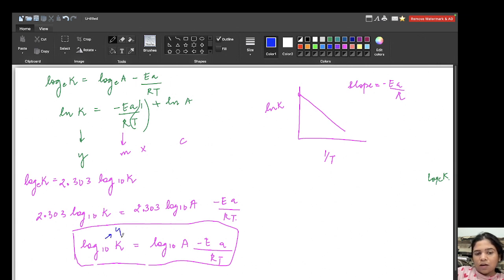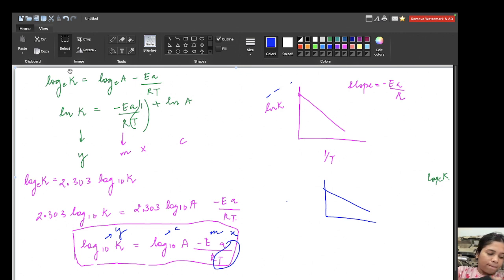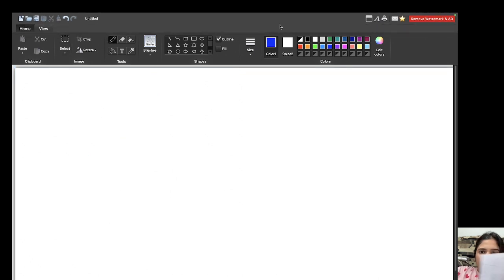So this will be y, this will be c, this will be x, and this will be m. How will your graph look like? Like this. Okay, same thing like this. So these are the three formulas which you need to remember. What was the first formula? Don't learn the second one, not that important. Okay, so let us do some questions based on these terms.